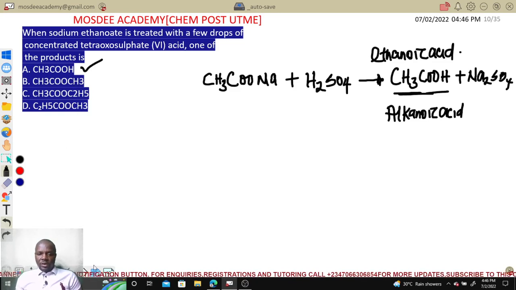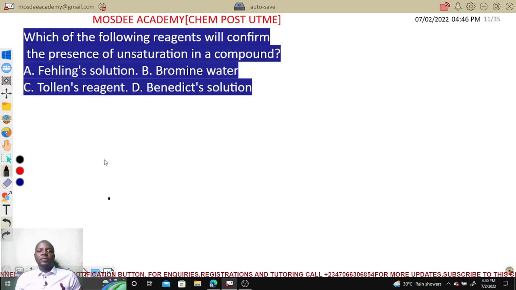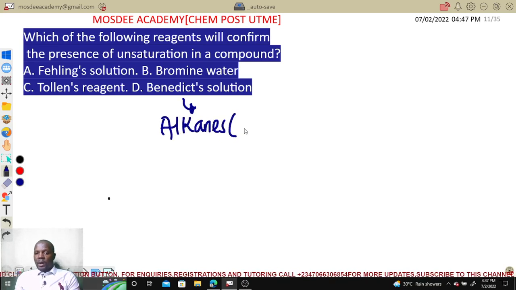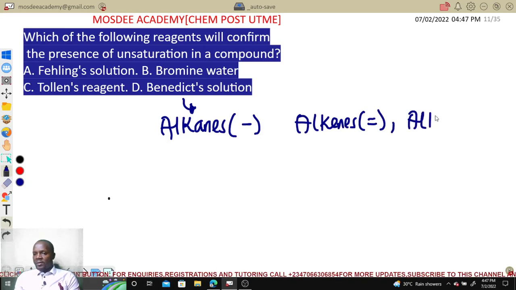So next to that should be question 11. Question 11 says, which of the following reagents will confirm the presence of unsaturation in a compound? Basic questions require basic explanation, like I do say. So now if we talk about saturated and unsaturated compounds, we can take ourselves back to alkanes, alkenes, and alkynes. Alkanes, single bond; alkenes, double bond; and alkynes, triple bond.